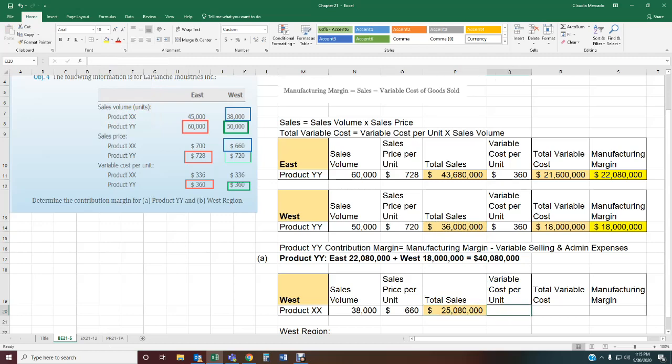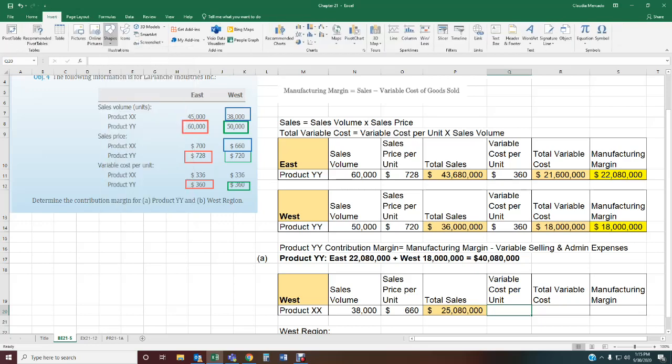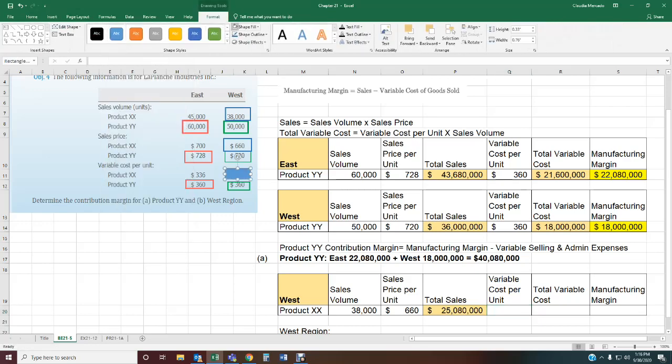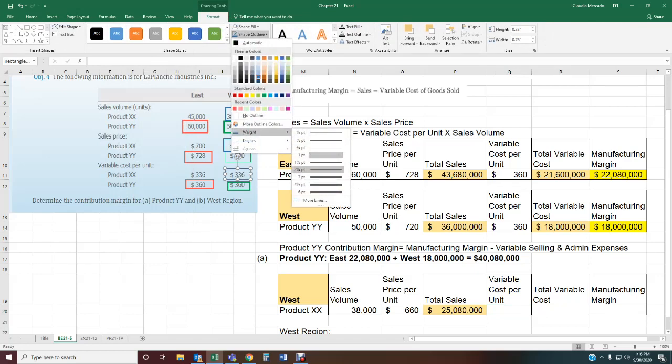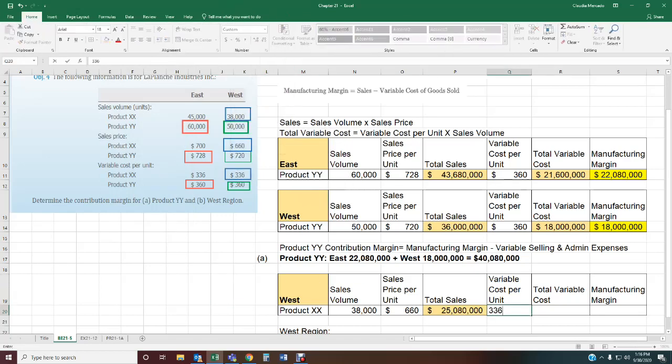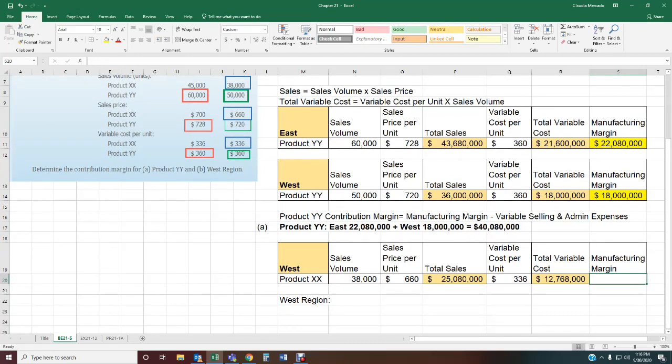Now my variable cost per unit for product XX is $336. So to get my total variable cost, it's my variable cost per unit times my sales volume. Now I can calculate my manufacturing margin, and your manufacturing margin is your total sales minus your total variable cost. That gives me 12,312,000.